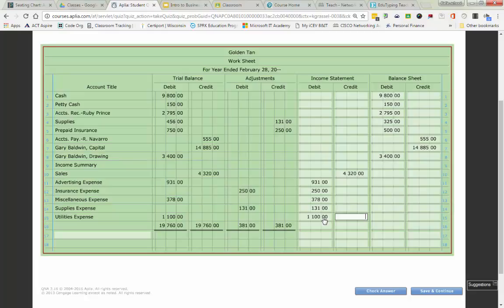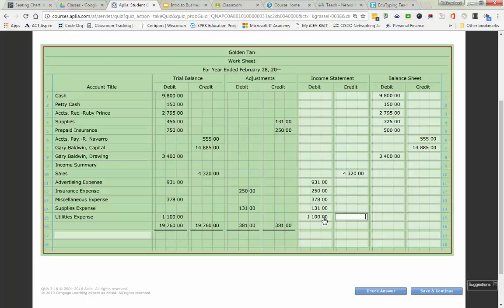What is this? What account is this? Sales. So my credit column is sales. What is my debit? What are all of these? Expenses. Which one do I want to be bigger? Sales. If my credit column is bigger than my debit column, I have a net income. If it's the opposite, if my debit is bigger than my credit, then I have a net loss.